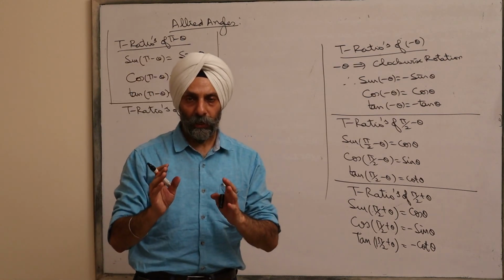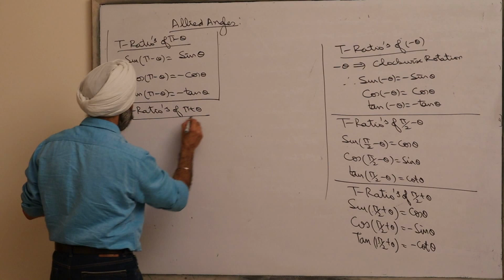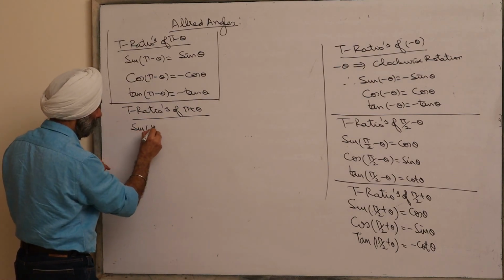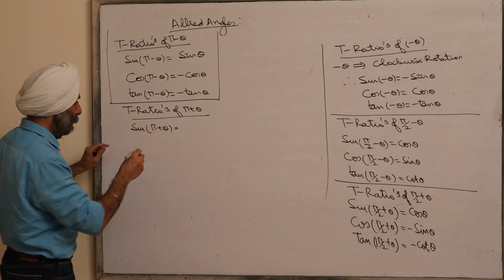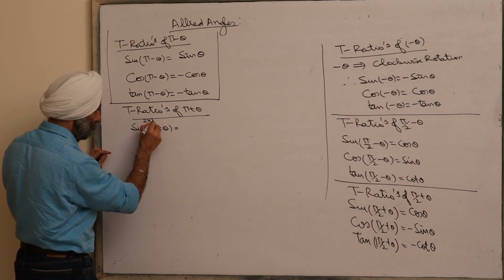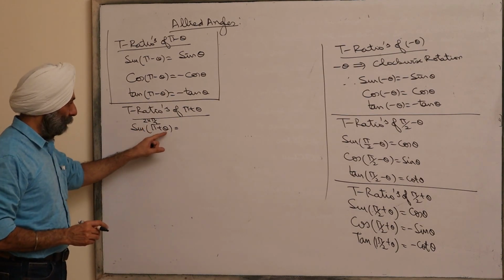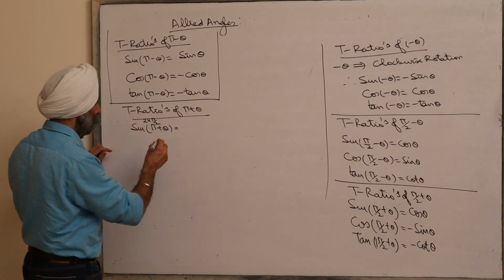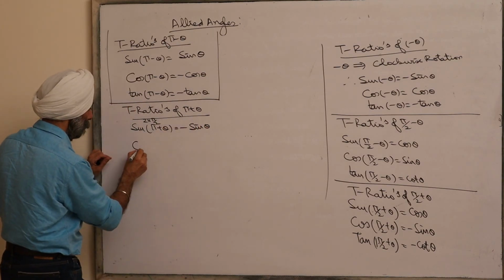Next is T ratios of 180 plus theta. 180 plus theta means that the angle will be in the third quadrant. Now sine of 180 plus theta, here the figure is an even multiple of 90 degrees. I can show how, because it is 2 times pi by 2, that gives you pi. 180 plus theta, third quadrant, so it is minus sine theta.